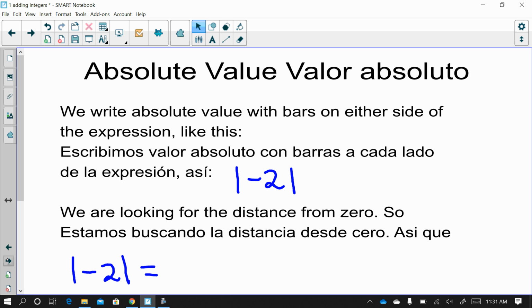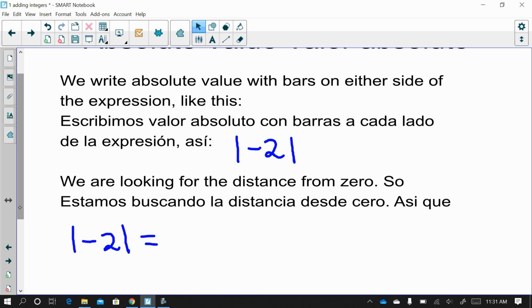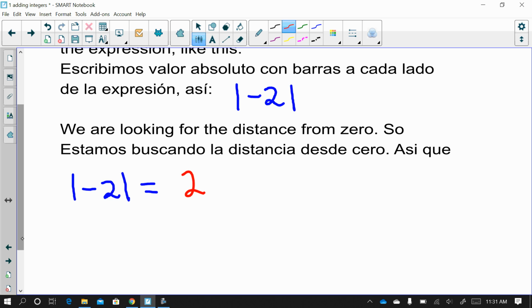So just real quick, some absolute value review. We write absolute value with bars on either side of the expression, like this right here in the blue. So the absolute value of -2, we're looking for the distance from 0. How far away is -2 from 0? Well, it's just 2 spaces away from 0. So my absolute value of -2 is +2.